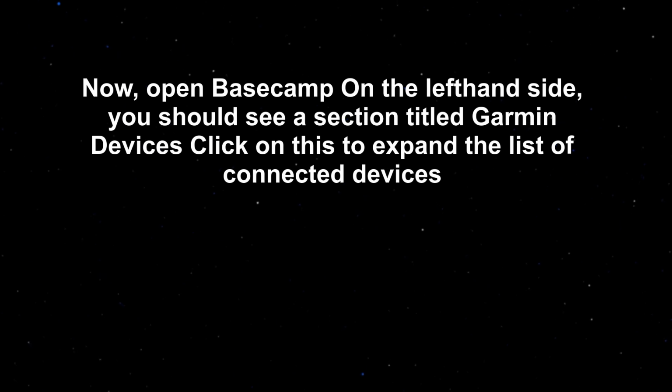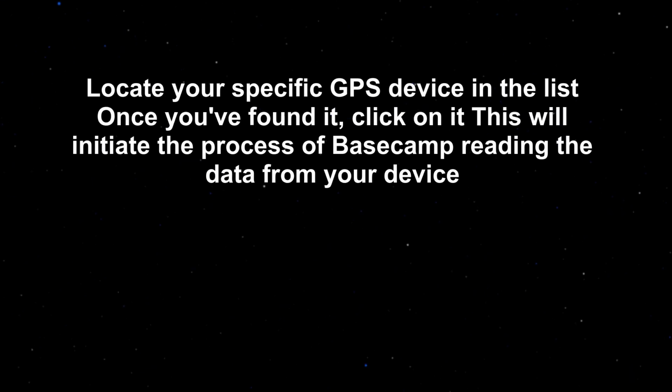Now, open Basecamp. On the left-hand side, you should see a section titled Garmin Devices. Click on this to expand the list of connected devices. Locate your specific GPS device in the list. Once you've found it, click on it. This will initiate the process of Basecamp reading the data from your device.